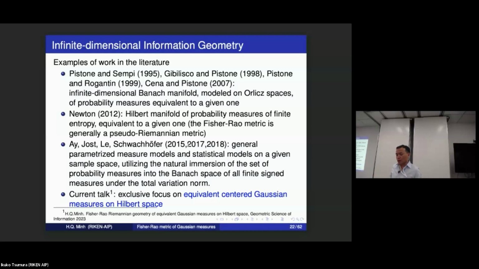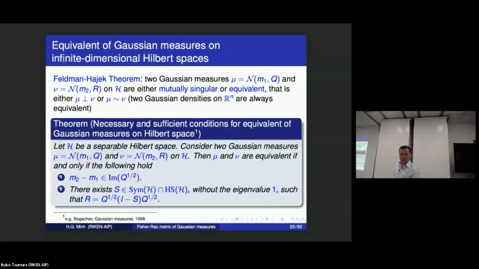What I'm going to talk about is an exclusive focus on the set of equivalent centered, or zero mean, Gaussian measures on Hilbert space. Now, there's a drastic difference between the finite dimensional and infinite dimensional settings. On Rn, Gaussian densities have the same support, the full support of all of Rn, so they're all equivalent. Equivalent means that they have the same support. In the infinite dimensional setting, we have a classical result of Feldman and Hajek that says that two Gaussian measures are either mutually equivalent or mutually singular. So they have either the same support or disjoint supports.